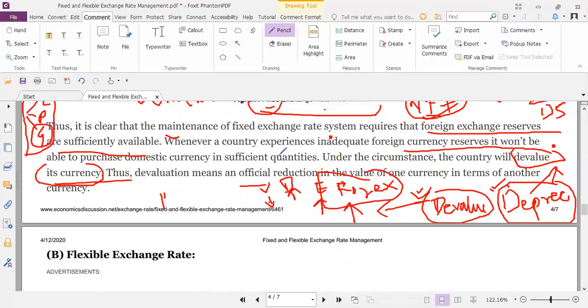Right? So we'll discuss this advantage and disadvantage in the next class. I think for today the time is up. Right? Next class, advantages and disadvantages, and then after we'll move to flexible exchange rate system.